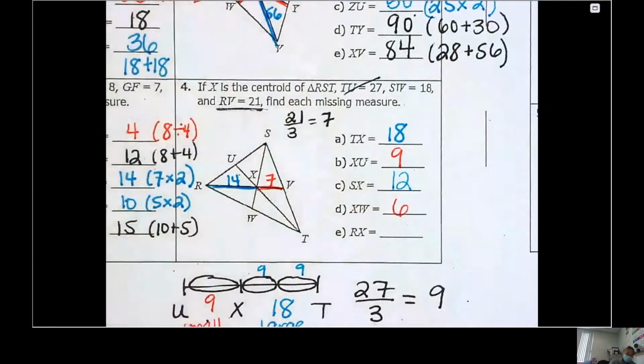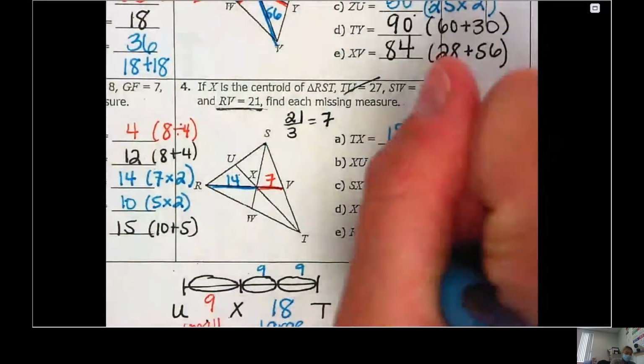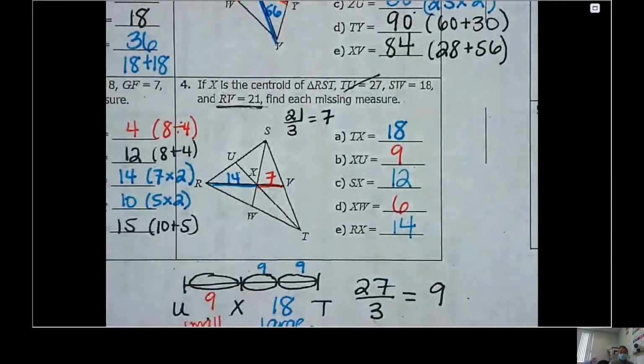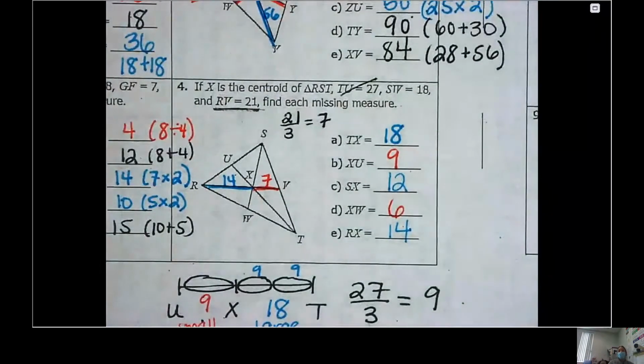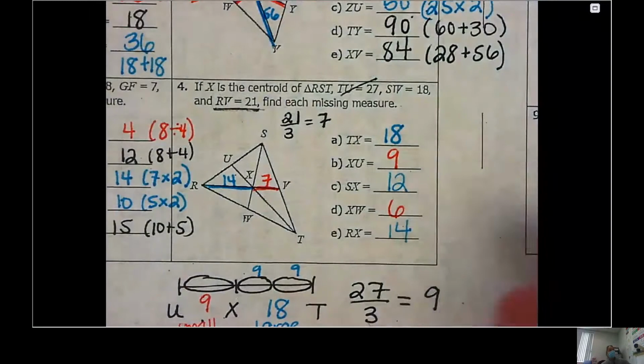14. It's double that. And the question only asks you for RX. So, like Daniel said, how do you know which one to do when? We're going to write ourselves a little cheat sheet so we're not going to forget it. Okay? So, over here we have a little bit of space. We're going to write a little cheat sheet.